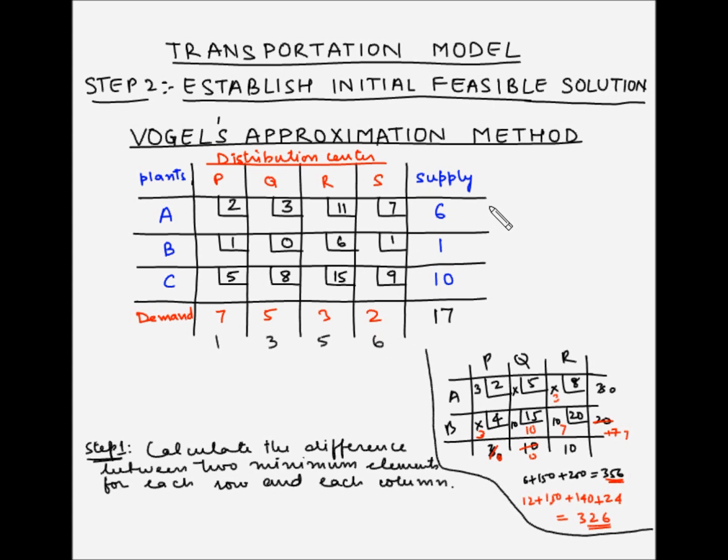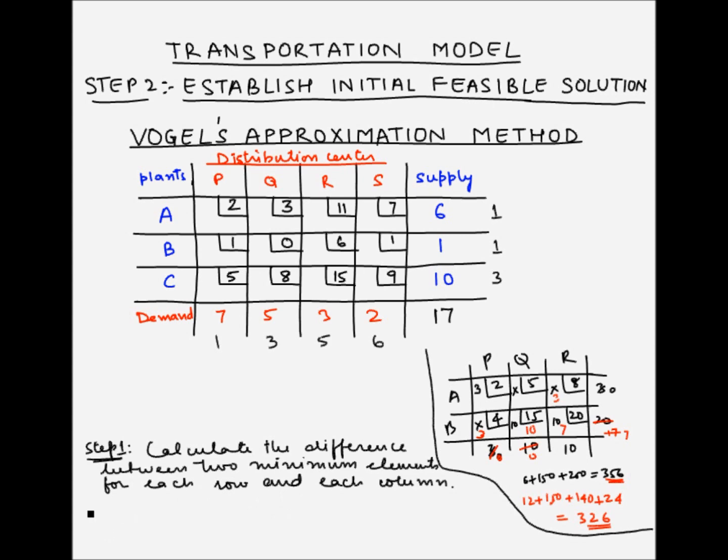Now looking at the rows, so for A, the lowest is 2 and the second lowest is 3. So 3 minus 2 is 1. For row B, the lowest is 0 and the second lowest is 1. So 1 minus 0 is 1. And for row C, the lowest is 5 and the second lowest is 8. So 8 minus 5 is 3. So here we have completed step 1, which is to calculate the difference between the two minimum elements for each row and each column.